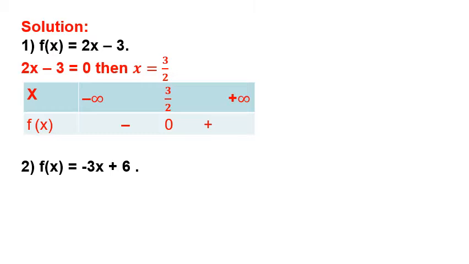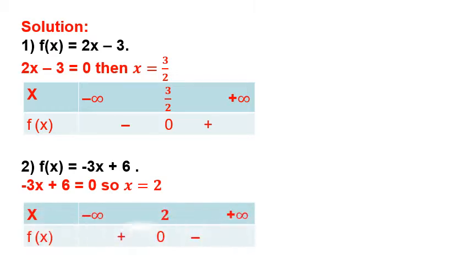2. f of x equals minus 3x plus 6. First, we find the root of f of x equal to 0, then x equals 2. Then we draw the table of sign of f. Since a is minus 3, which is negative, then before the root 2 the opposite sign of a, which is positive, and after the root 2 the same sign as a, which is negative.